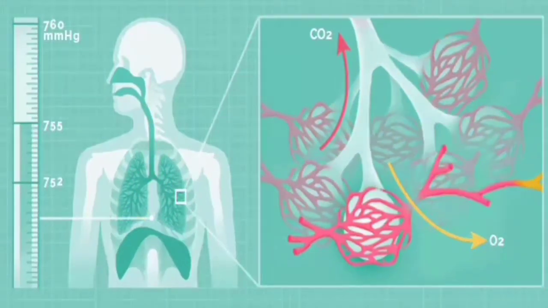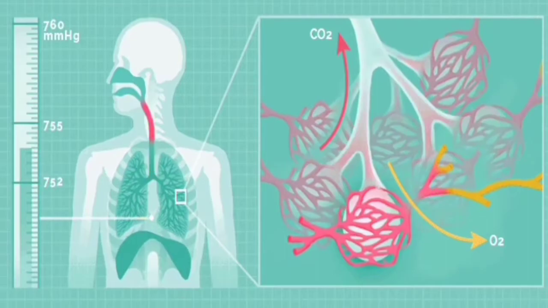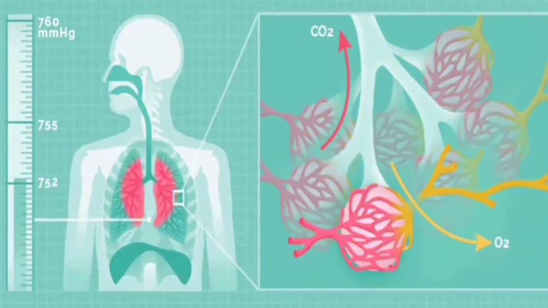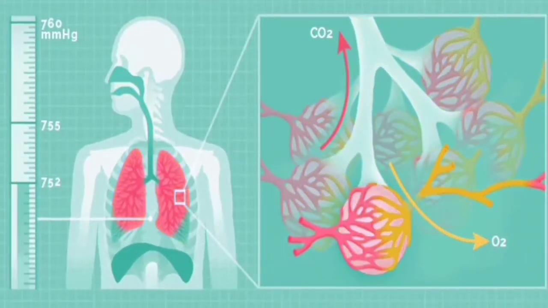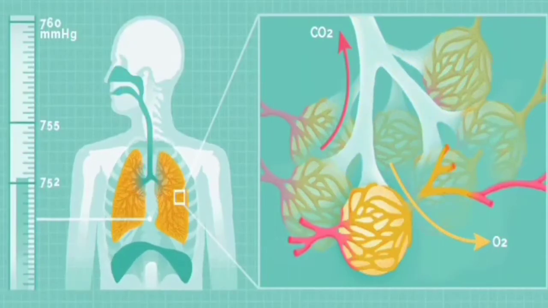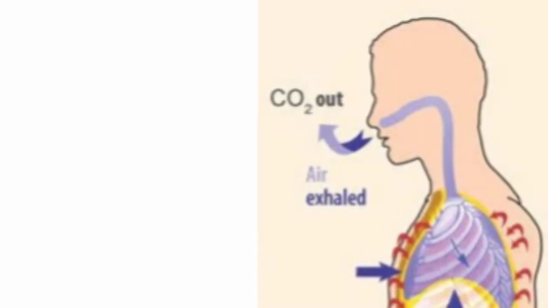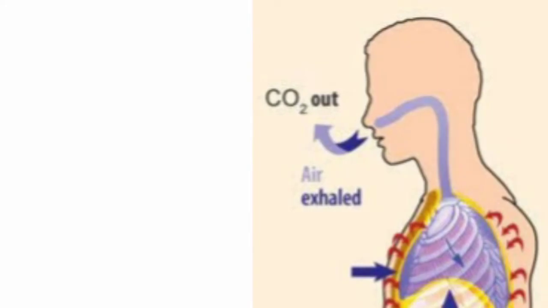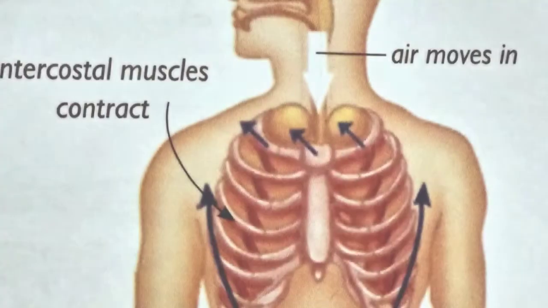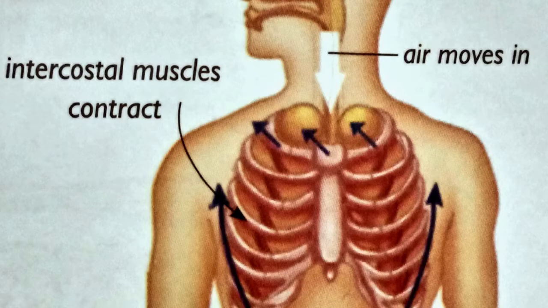The carbon dioxide collects in the alveolus chamber and then travels from the alveolus through the bronchioles into the bronchi, which finally reaches the trachea and is breathed out through the nostrils. Breathing is controlled by the intercostal muscles between the ribs and the diaphragm at the base of the lungs.